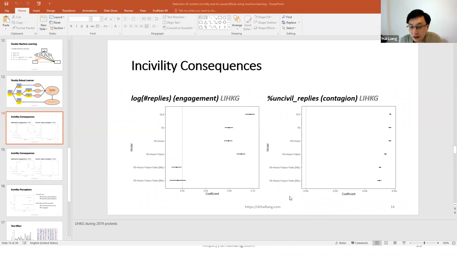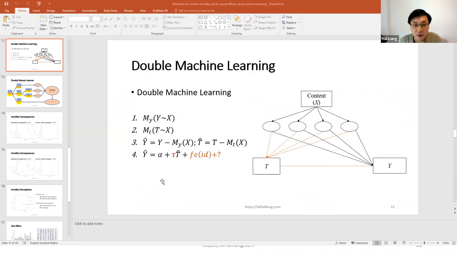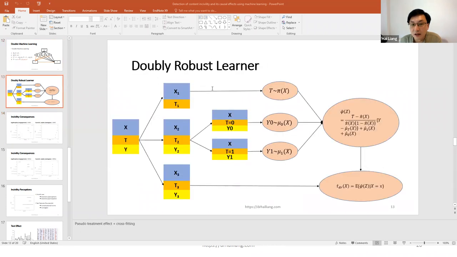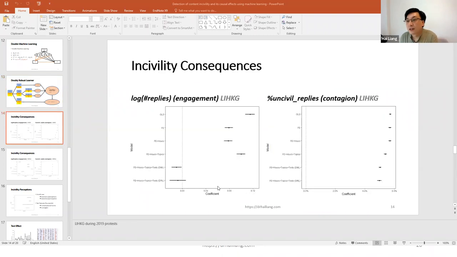What is DRL? DRL is the doubly robust learner. So we introduced two models: this is double machine learning, DML, and this is the doubly robust learner.